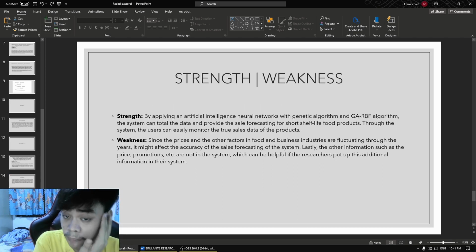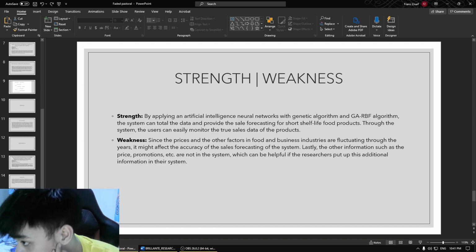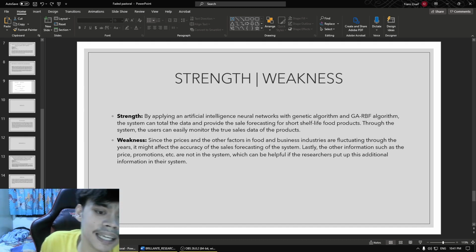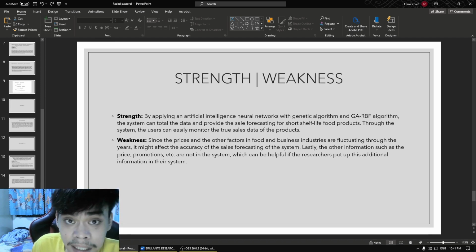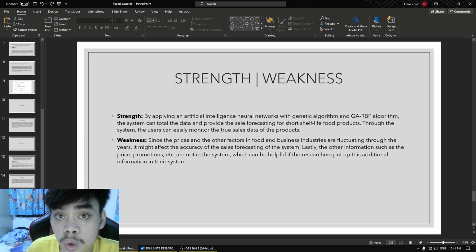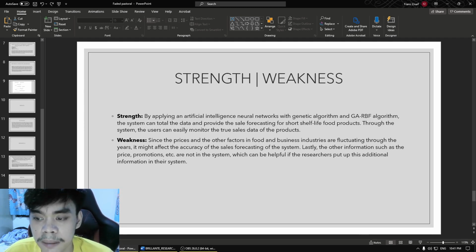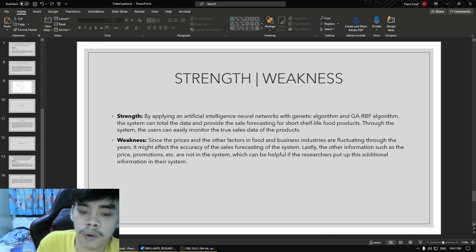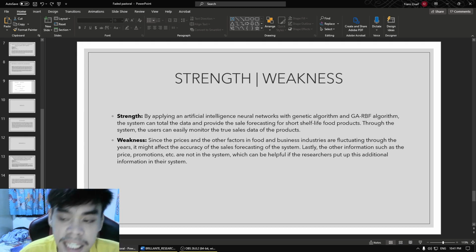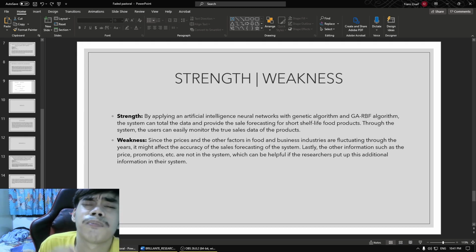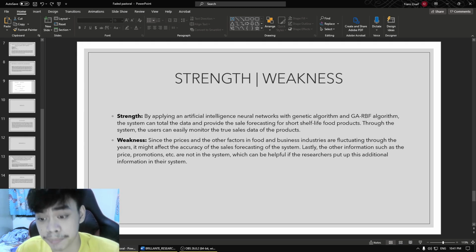So I'm going to talk about the strength and the weakness of this study. The strength is that by applying AI neural networks with the genetic algorithm and GARVF algorithm, the system can gather the data and provide the sales forecasting based on the gathered data of the two algorithms and the AI, which is the neural networks, for short shelf life products. It will forecast the sales for short shelf life food products such as milk and other dairy products. So basically, this is just a framework.